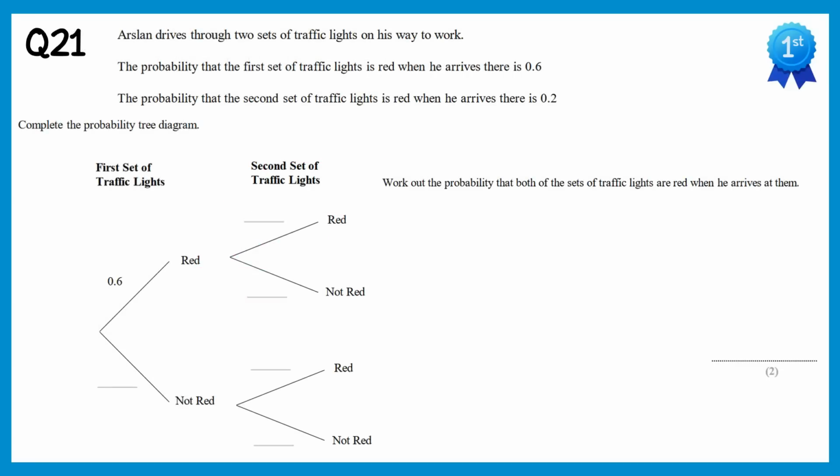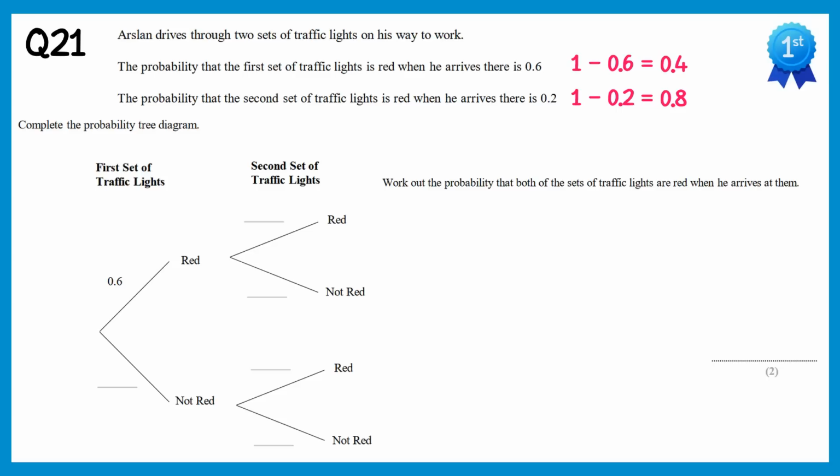For this question, we've got two sets of traffic lights. The probability that the first one is red is 0.6. This means the probability it's not red is 1 take away 0.6, which is 0.4. We'll do the same for the second light. The probability this one's red is 0.2, so 1 take away 0.2 gives you 0.8 as the probability it's not red. We can now fill all of this in onto the tree diagram.